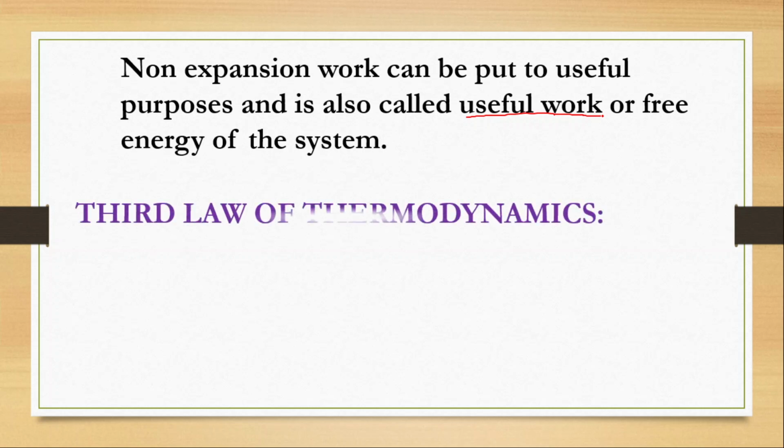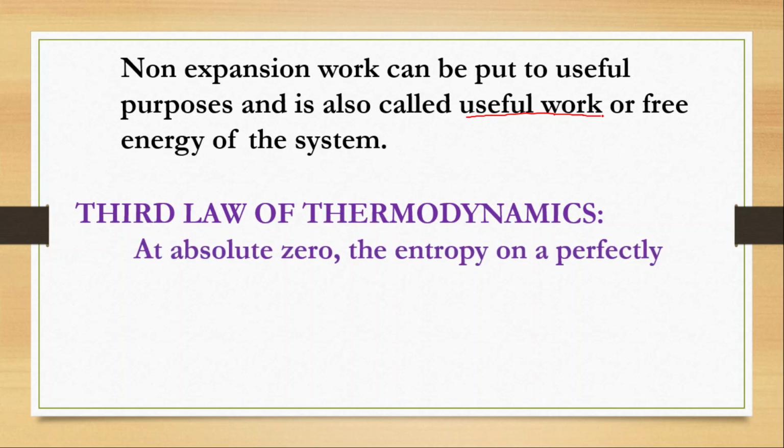Clear? Next, the third law of thermodynamics. By this we can define the third law: at absolute zero, the entropy of a perfectly crystalline substance is zero. Absolute zero indicates the temperature, 0 Kelvin or minus 273 degrees Celsius. If the substance is perfectly crystalline, then the entropy of that substance is zero. Perfectly crystalline is nothing but a solid substance.